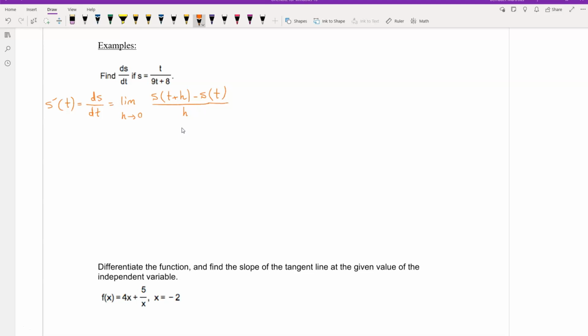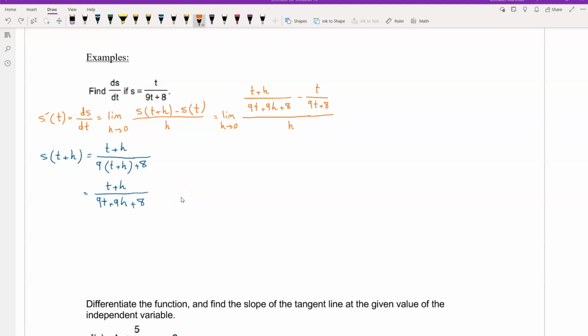So the first step is finding s of t plus h. What we have here is s of t. So when we're trying to find s of t plus h, that means instead of t, we have to use t plus h. So in the numerator we have t plus h divided by 9 times, instead of t, again t plus h, and then plus 8. Now simplify, so use the distributive property in the denominator. We have 9 times t, 9 times h. So this is equal to t plus h divided by 9t plus 9h plus 8.